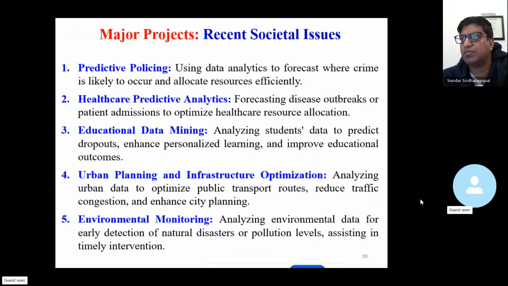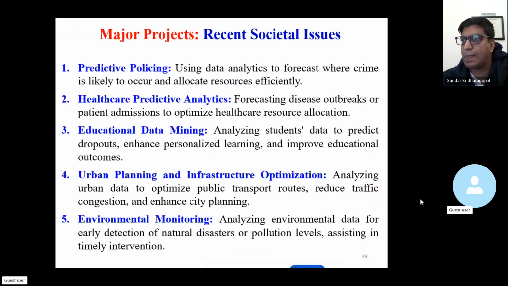predictive policing, and here we are using regression and classification techniques. Then healthcare predictive analysis, we are using CNN, RNN, and LSTM techniques. Educational data mining, there we are analyzing students' data to predict dropouts, enhance personalized learning, and improve educational outcomes. Then urban planning and infrastructure optimization. Then environmental monitoring. Here I am taking climate change data or weather forecasting data, pollution levels, PFAS, contaminants, assisting in timely intervention, etc.